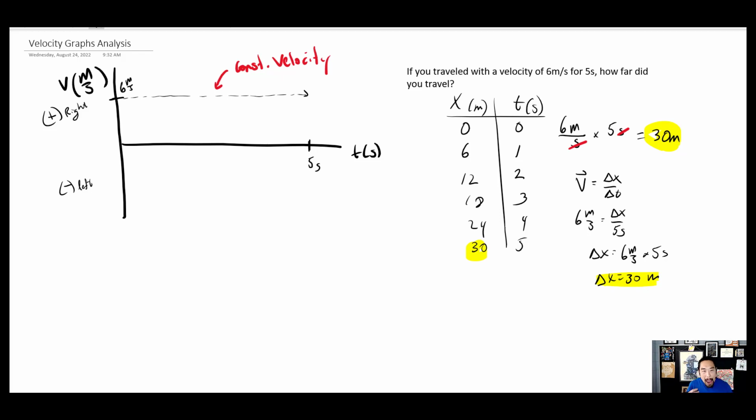Okay, so how can we find our answer of 30 meters graphically? Well, let's take a look. The answer is a very useful mathematical tool, and we will do this a lot. It's called area under the curve.